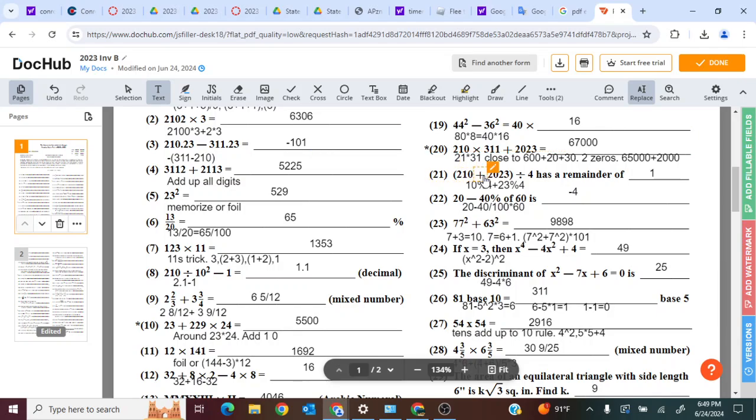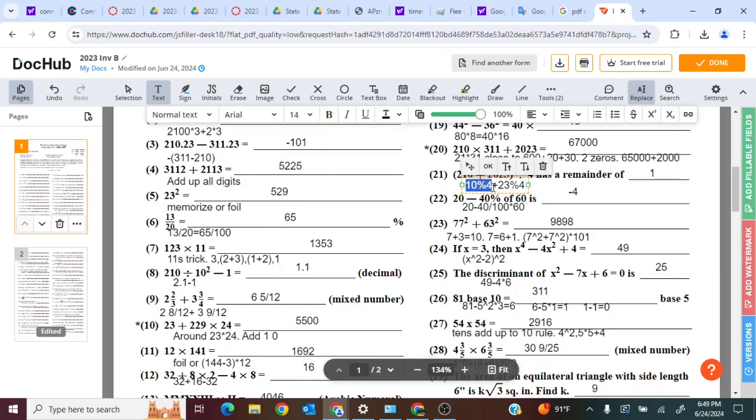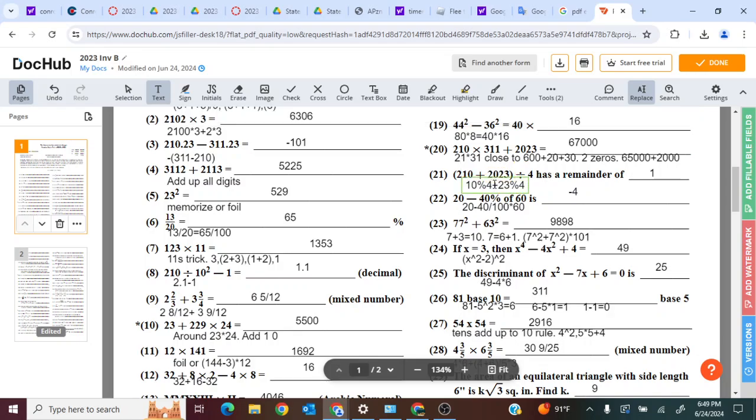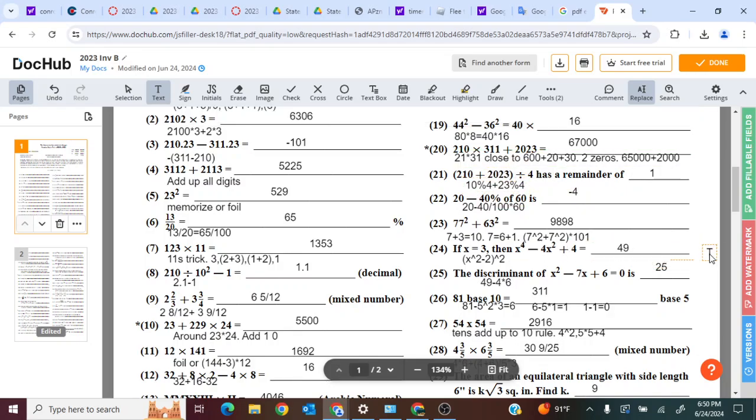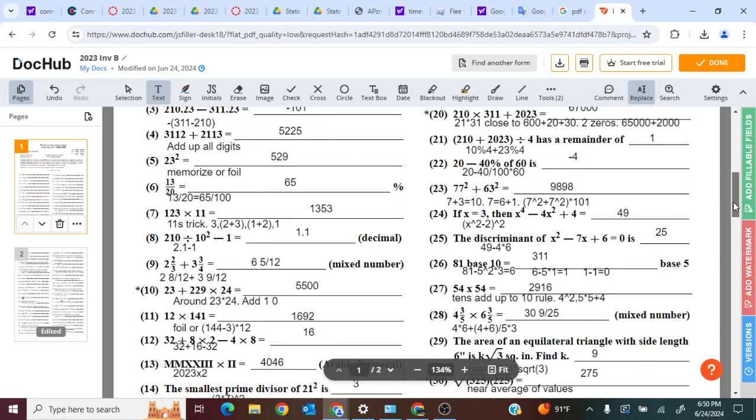Okay, 210 plus that, divided by 4, is a remainder of what? Remainder of 4: you take the last two digits and figure out the remainder when that is divided by 4. So 10 mod 4, or remainder when divided by 4, is 2, plus 23 mod 4, 3. So 2 plus 3 is 5, mod 4 is 1. And mod is the same thing as remainder, by the way, in case you didn't know.